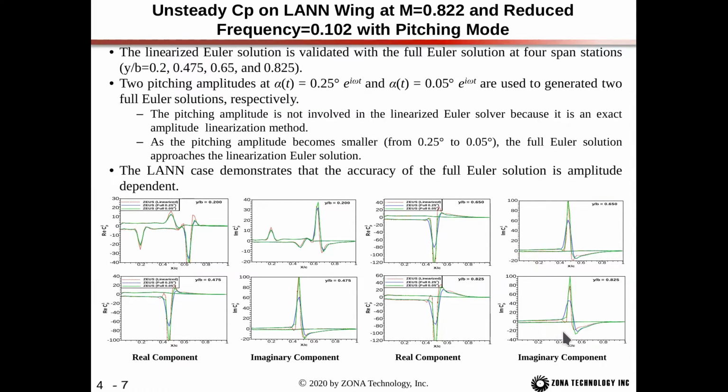Looking at this plot in particular, you can see that the full Euler solution peak is right here for the 0.25 degrees, and then as we go up to 0.05 degrees, it gets larger and it's closer to the linearized Euler solution. We can also see that in the 47.5% span case as well. So as we said, as you decrease the pitching amplitude in the full Euler solver, it approaches the linearized Euler solver solution.